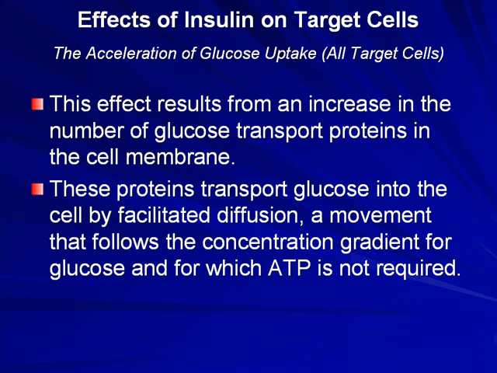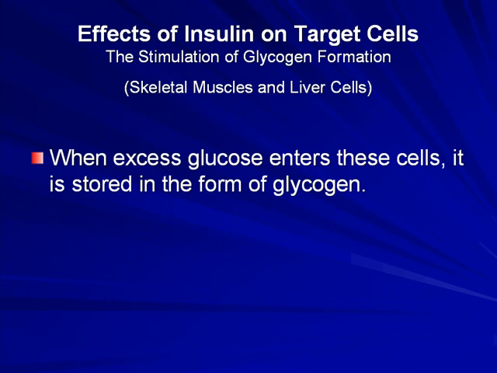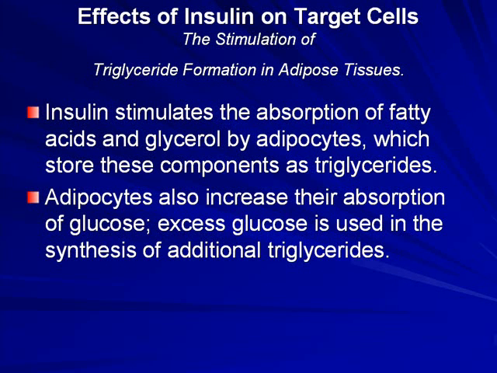Every cell in our body requires glucose, and again requires insulin to allow the glucose to be absorbed. The only exceptions to that, like I said, are the brain and the kidneys, which can absorb it directly. The rate of glucose uptake is proportional to its availability. When more glucose enters the cell, more insulin is used. Secondary messengers will activate key enzymes in the process to initiate the steps. When glucose enters the cells, it is stored in the form of glycogen.